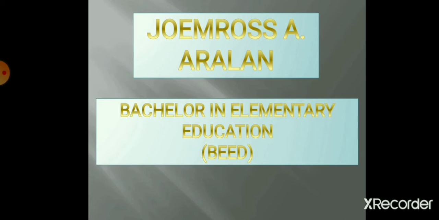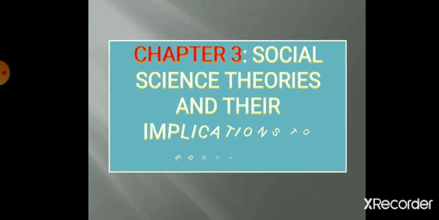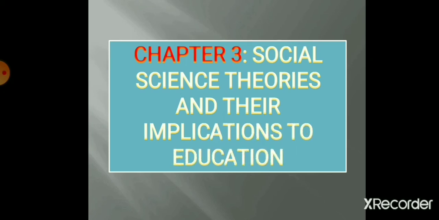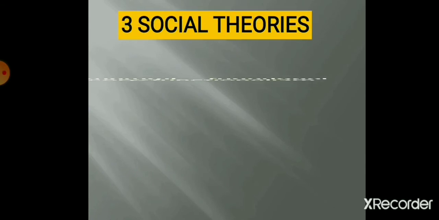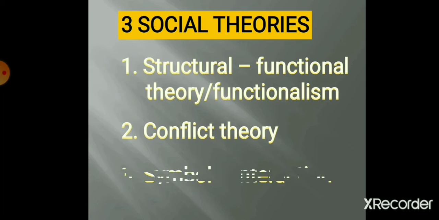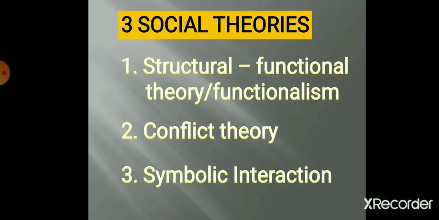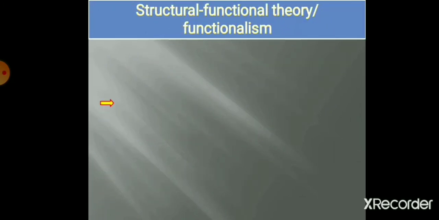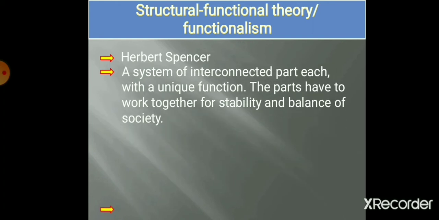And for today, we will tackle Chapter 3, Social Science Theories and their implication to education. Social studies today employ three primary theoretical perspectives, or the three social theories: structural functional theory or functionalism, conflict theory, symbolic interactionism.